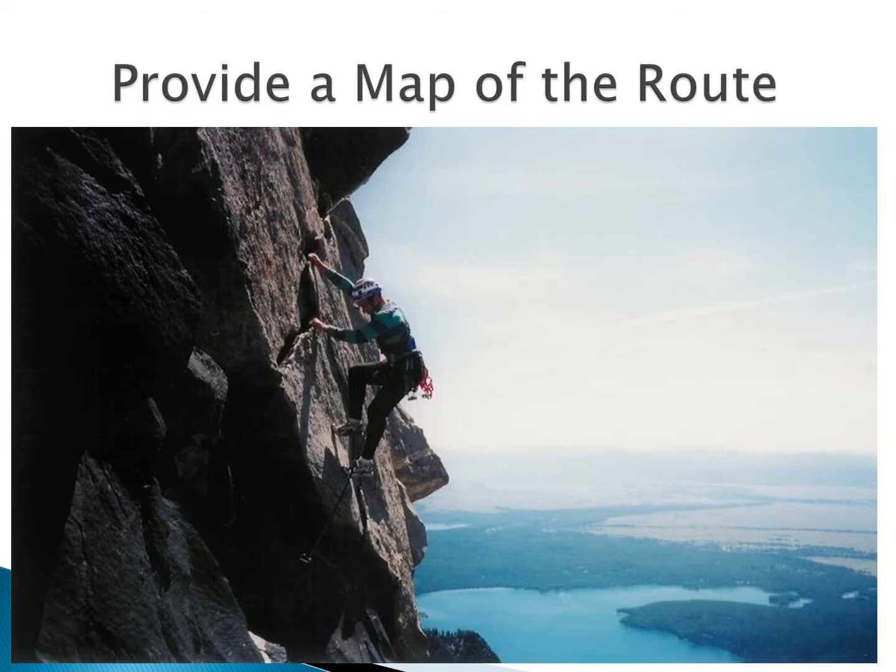Okay, so part of what you want to be doing with your organizational pattern is providing a map of the route. Where are you going, and how does this work? This is an image of a climber on the south buttress of Mount Moran. This is not me, although I have done this climb, and that's Jackson Lake in the background and Jackson Hole. This is the Tetons.